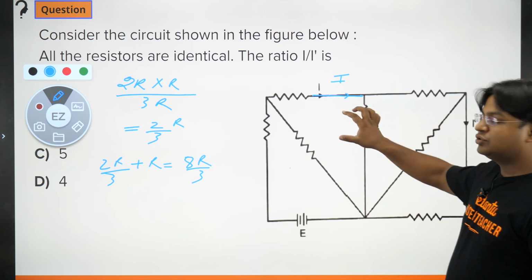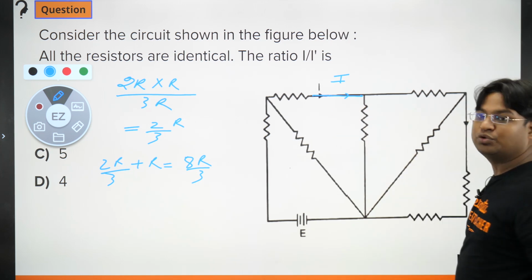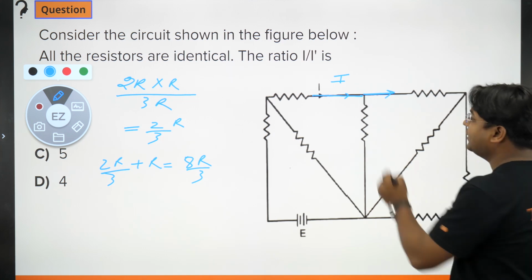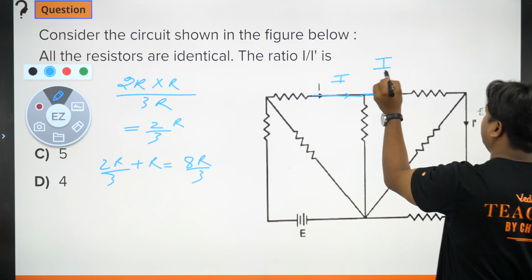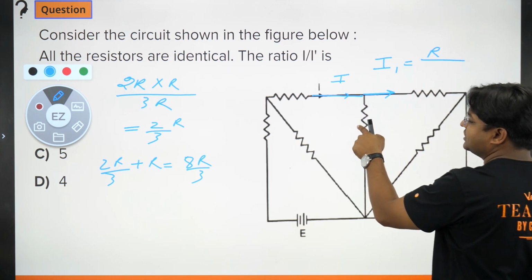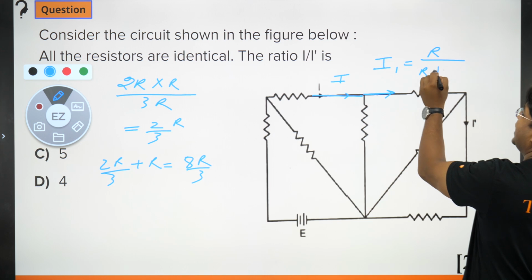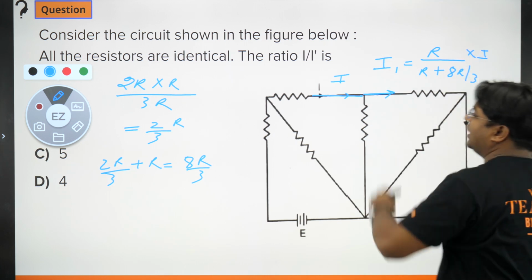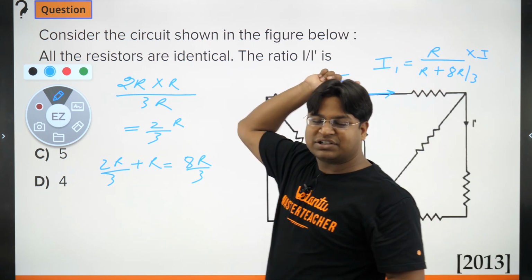This is R. So this current gets divided into two parts. The current that moves in this branch, we can write this current as R divided by, like this resistance divided by the sum. So that is R plus 8R by 3 into I. Okay, I think you may have faced some problem in this one.